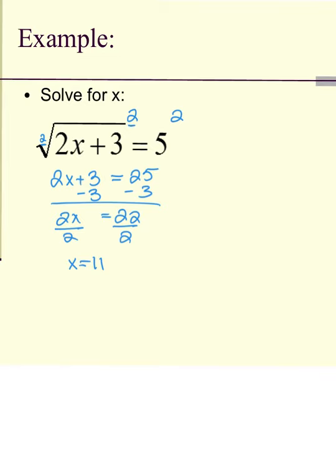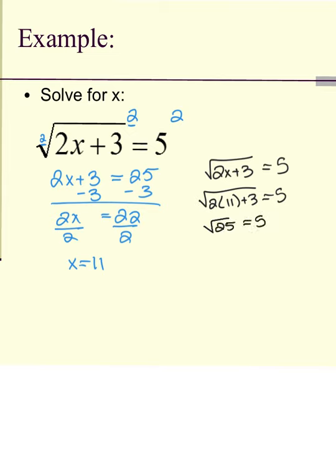Now I want to make sure that that's a valid answer. So I'm going to go to the original equation. I'm going to plug in what I believe x is. 2 times 11 is 22, plus 3 is 25. The square root of 25 is 5. Since that's a valid answer, this is a good answer.